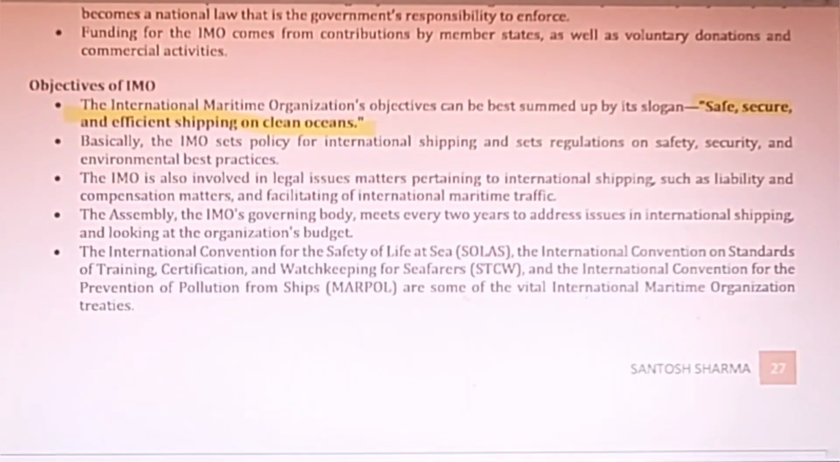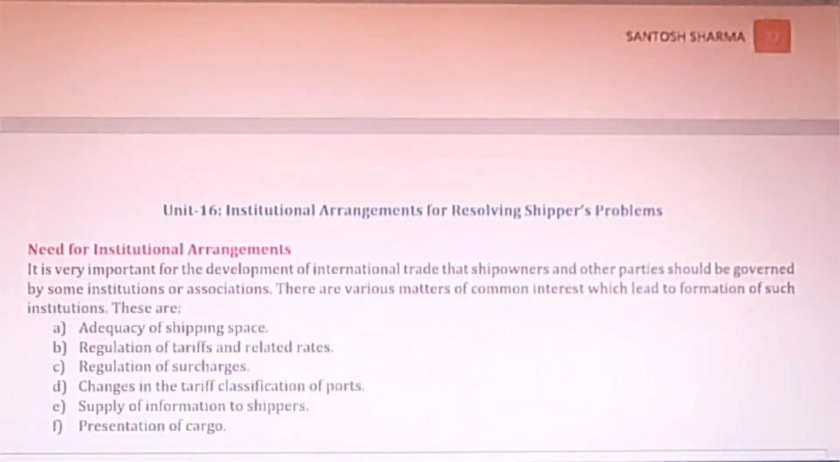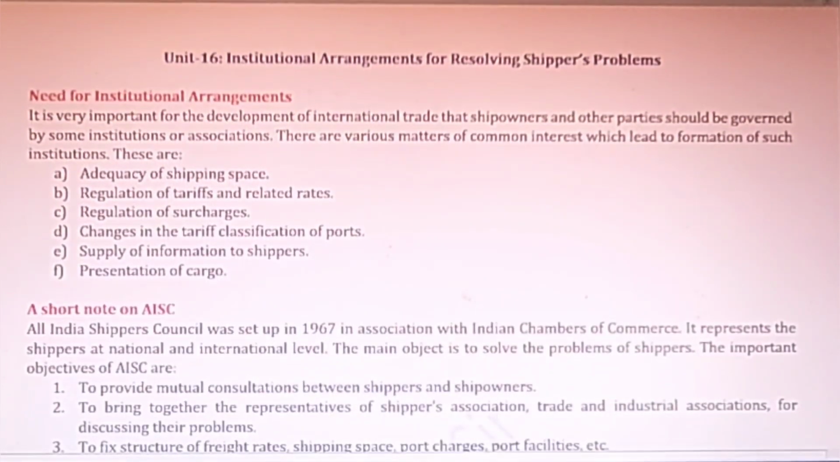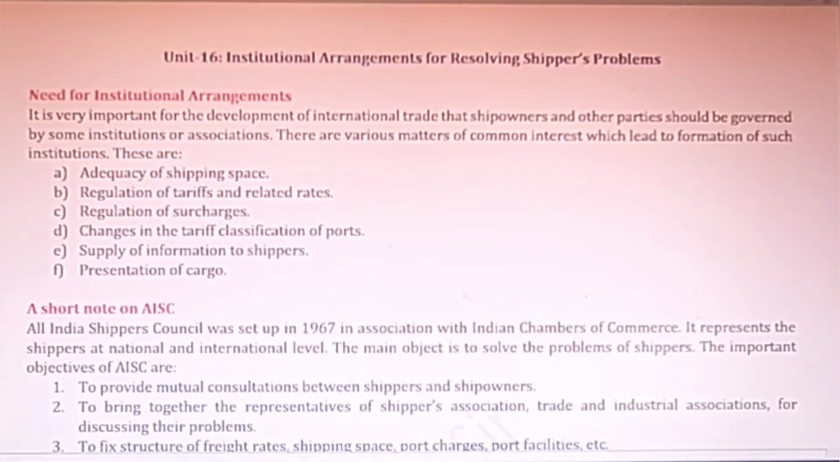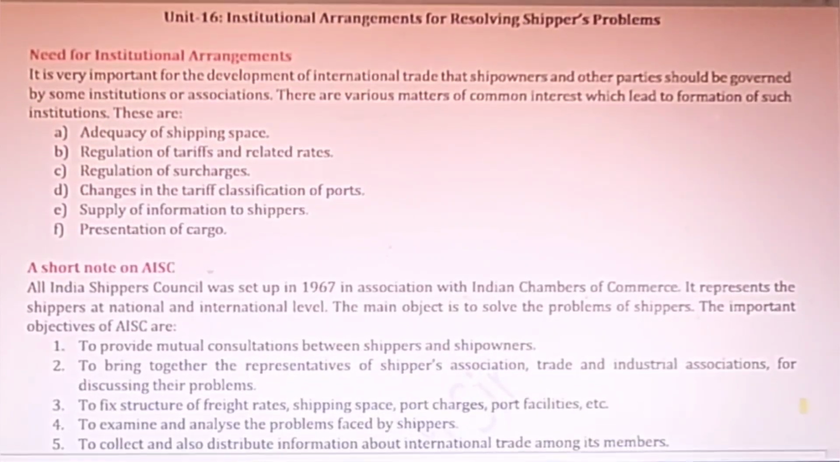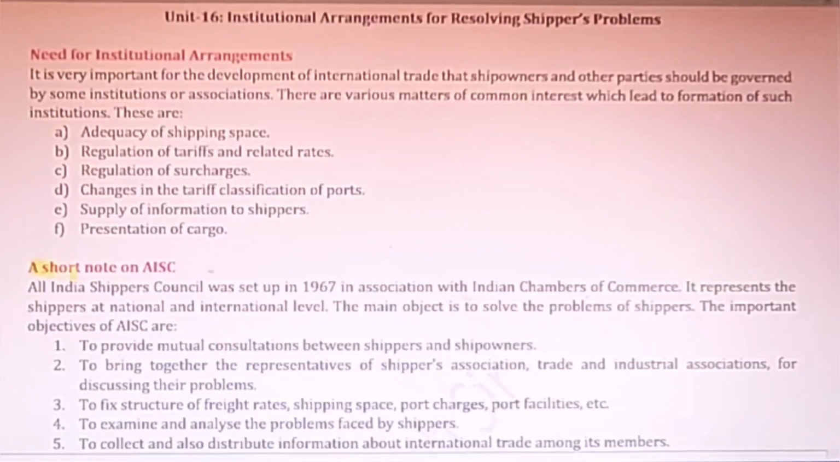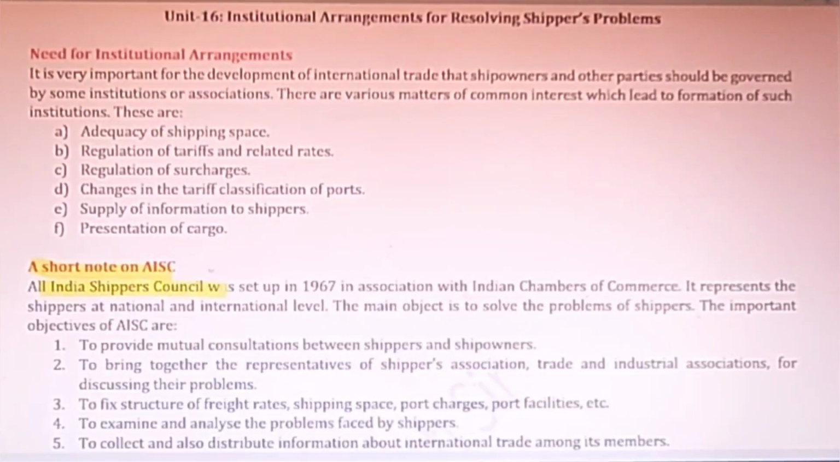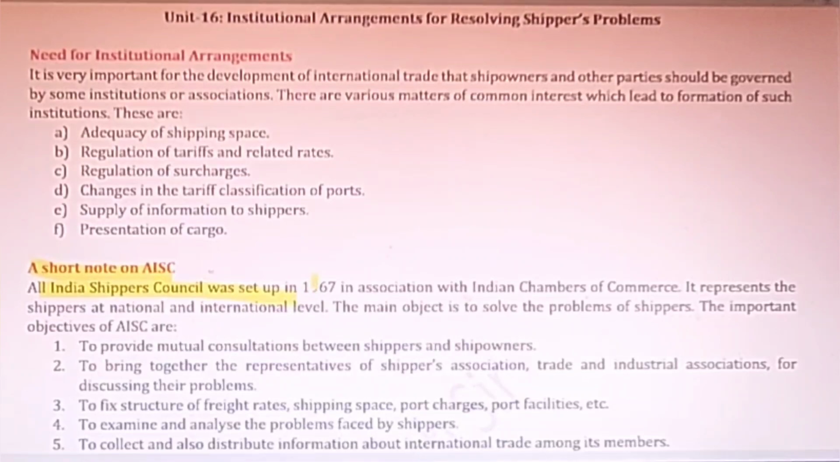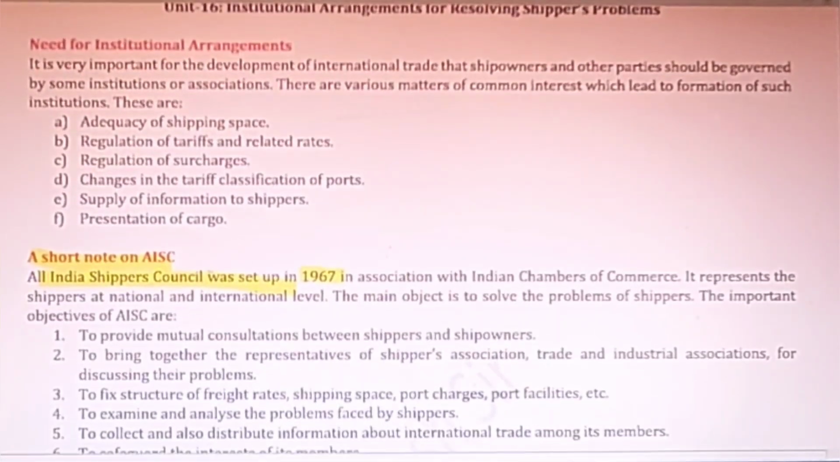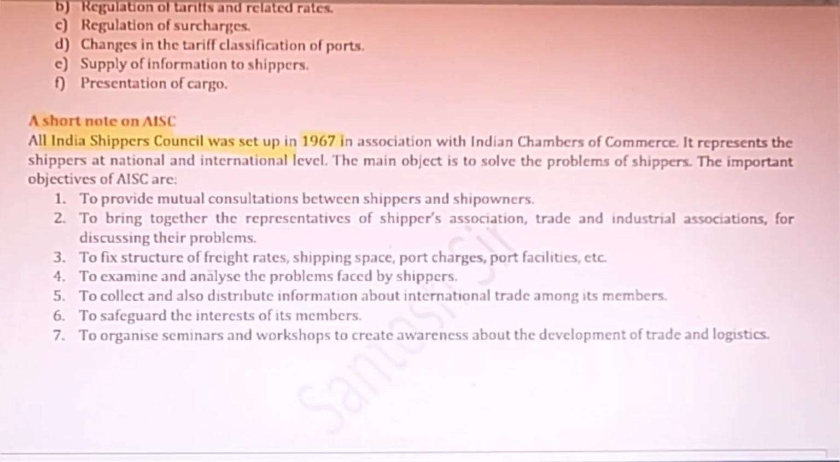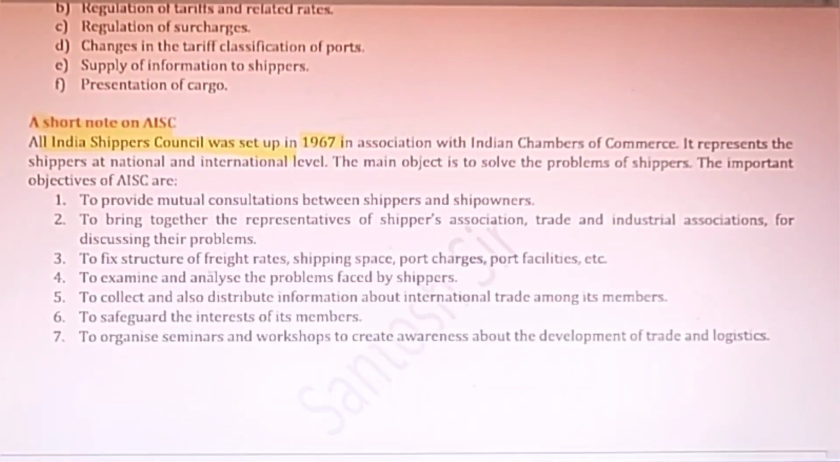Okay. Let's move on to the next unit, Unit 16, Institutional Arrangement for Resolving Shippers' Problems. Some institutions have been established by India and by the UN, WTO, to handle the problems. One of them is AISC, All India Shippers Council Association, which was set up in 1967, and it looks after all the problems of the shipping companies of India.